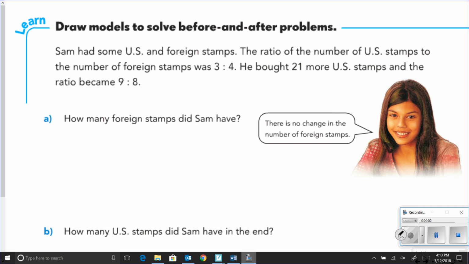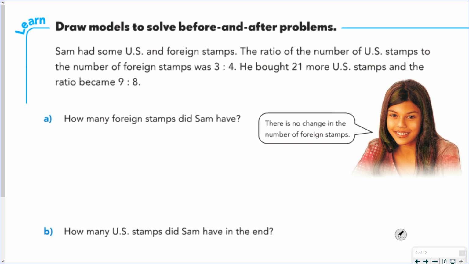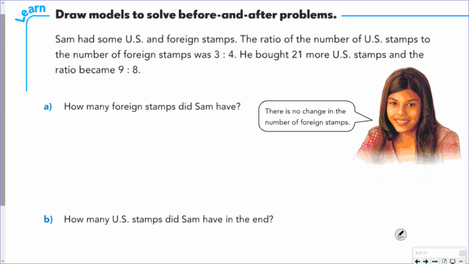All right, today we will finish up the problem solving of ratios. Sam had some U.S. and foreign stamps. The ratio of the number of U.S. stamps to the number of foreign stamps was 3 to 4. He bought 21 more U.S. stamps and the ratio became 9 to 8. So once again, I would suggest starting off by drawing a picture.